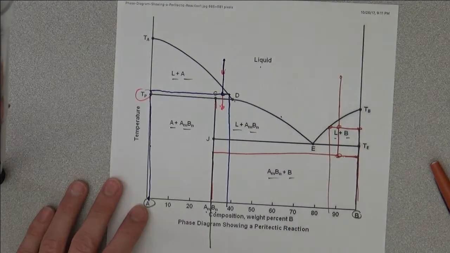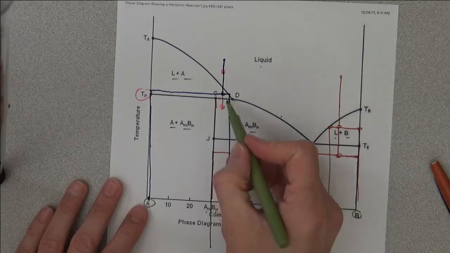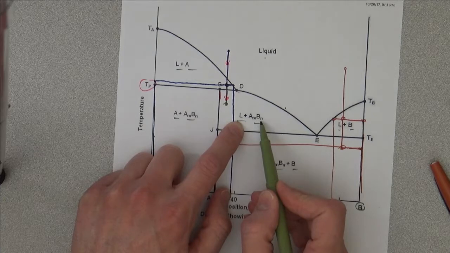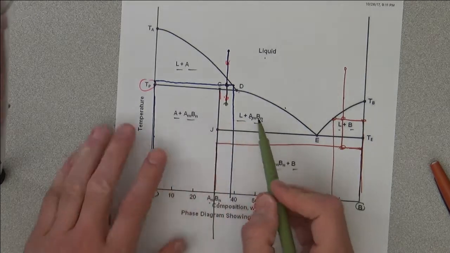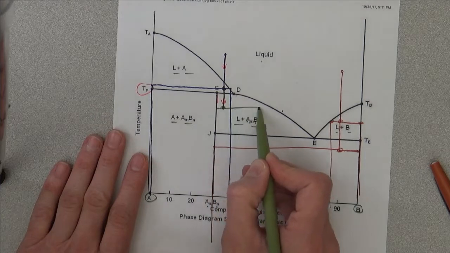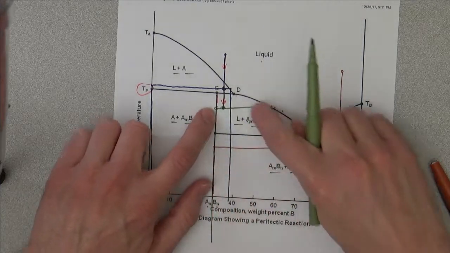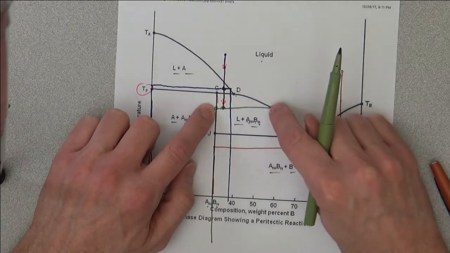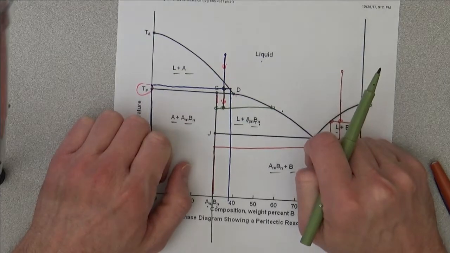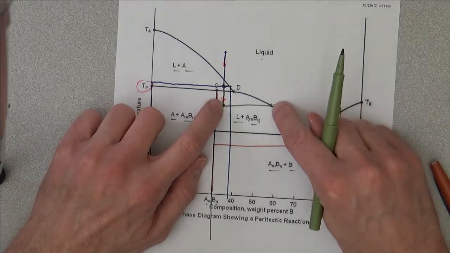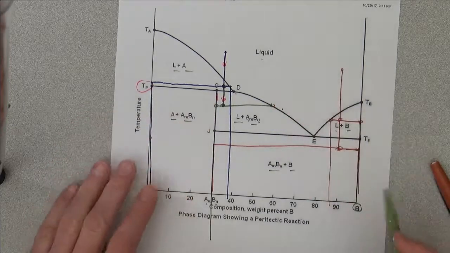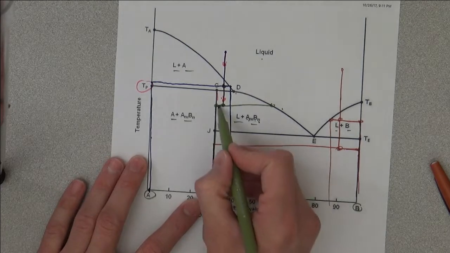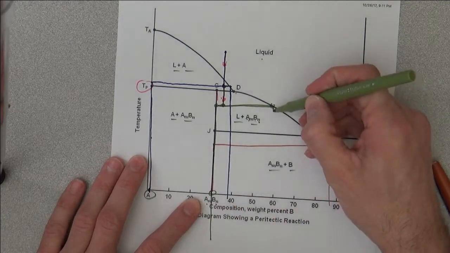If I continue to cool, now that I'm in the liquid plus AMBN region, I can again draw a tie line. From the tie line, I can determine the phase fraction liquid by taking this divided by this, and the phase fraction solid as this divided by this, and the composition of the solid comes from drawing this line down. The composition of the liquid comes from drawing where the tie line touches down.